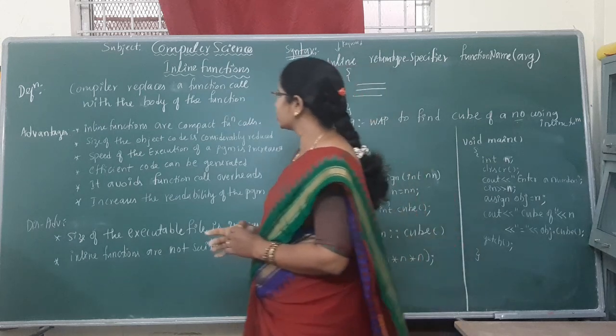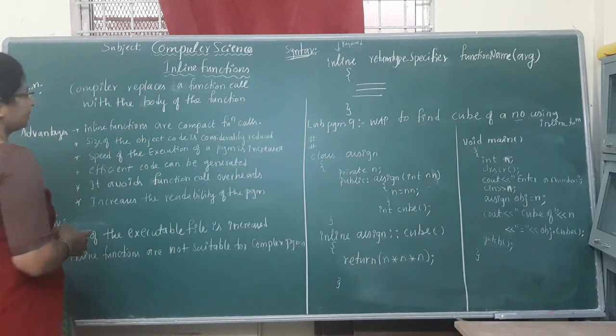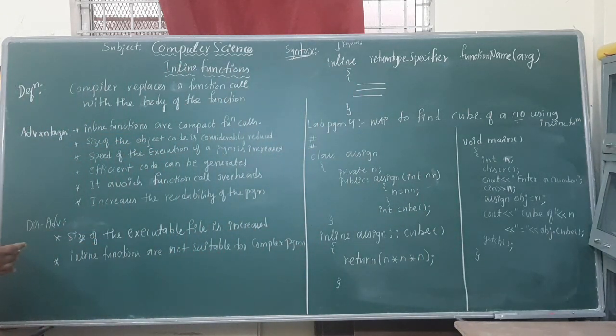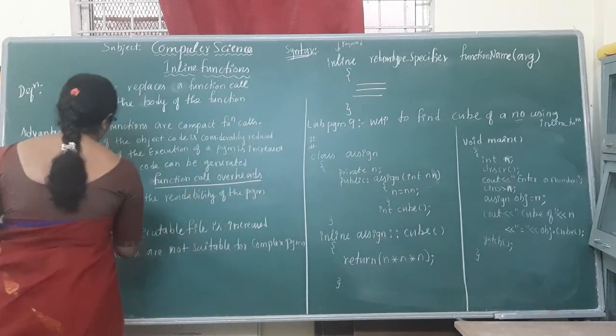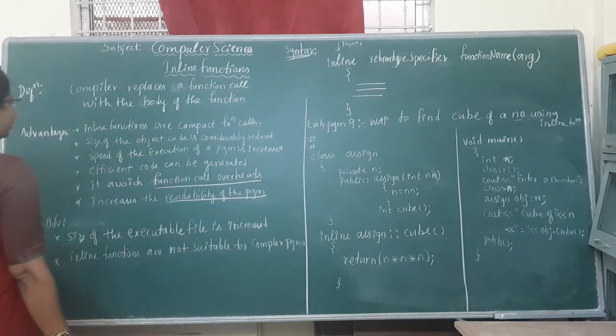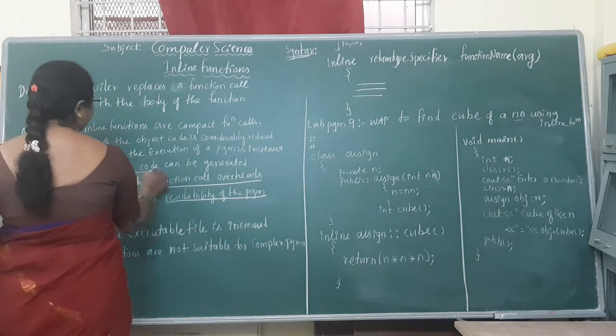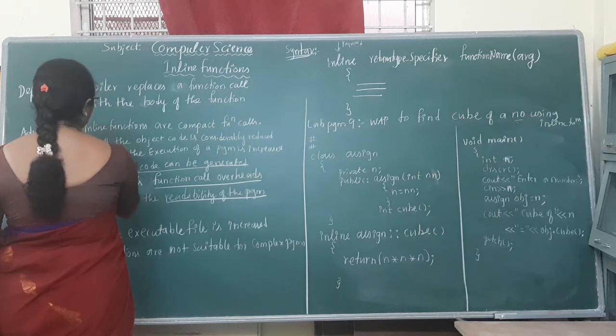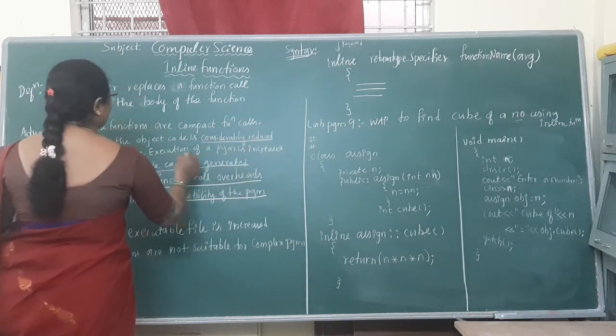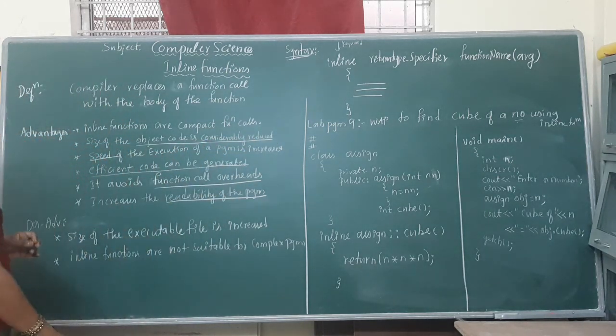Advantages: inline functions are compact function calls. The size of the object code is considerably reduced. Efficient code will be generated. The speed of the program execution will be increased. It avoids function call overheads and the readability of the program will be increased. Minimum 5 points you need to write.